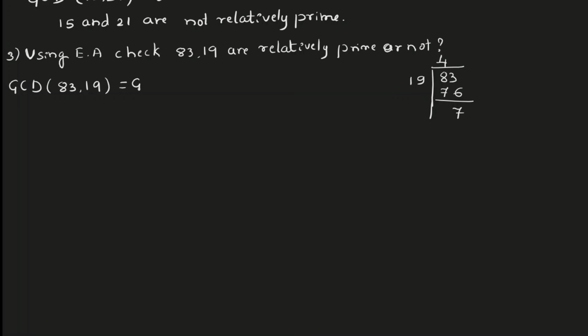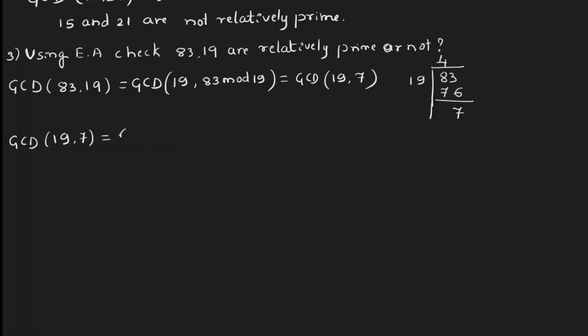GCD of 83 and 19 can be written as GCD of 19 and 83 mod 19. 83 mod 19 gives remainder 7. So GCD of 83 and 19 is GCD of 19 and 7. Next we need to find the GCD of 19 and 7.